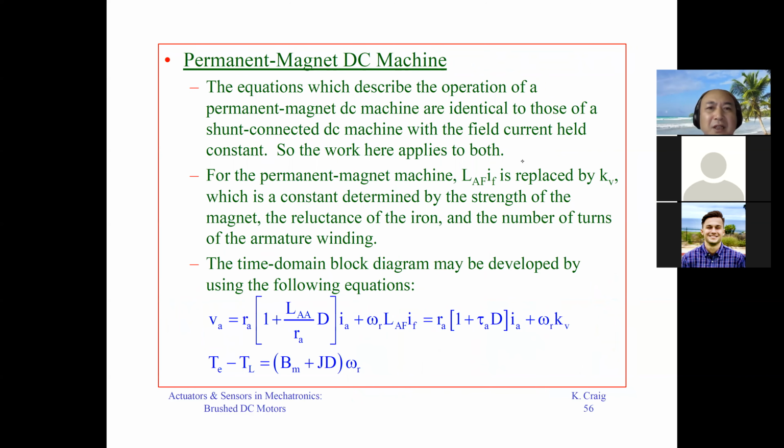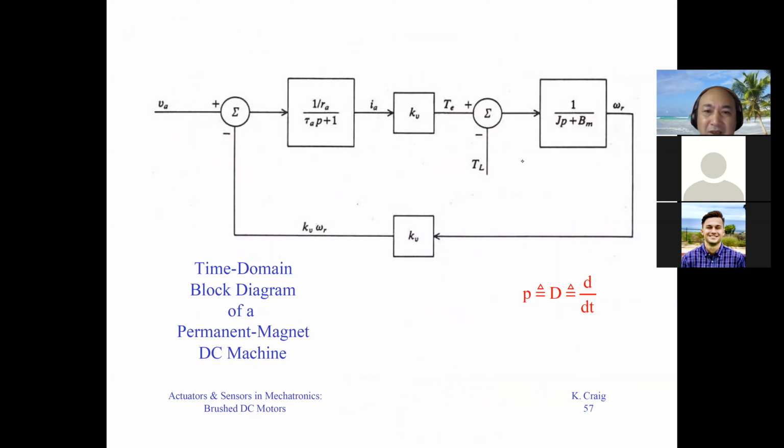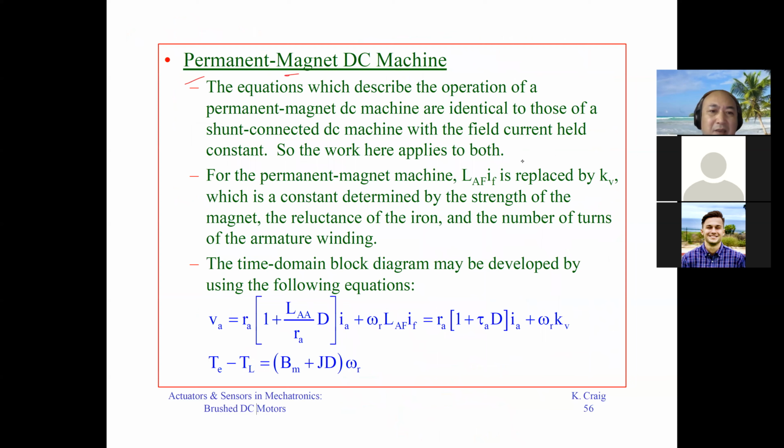But if we do assume that it's a permanent magnet, in other words, here is a PM, or we don't have this one, here this is a constant. Okay, constant. So for PM, what do we do? VA, TE here, VA is like this. So this is a back EMF. So in here, this is a damping. This is inertia.